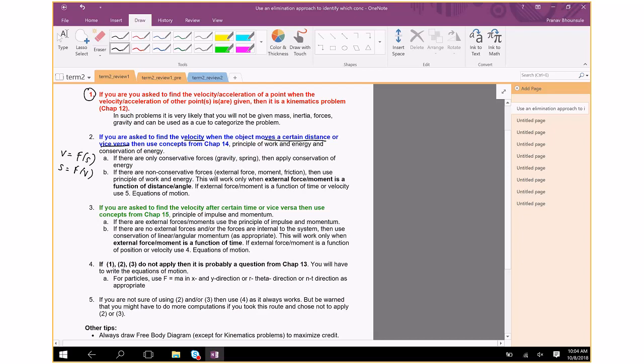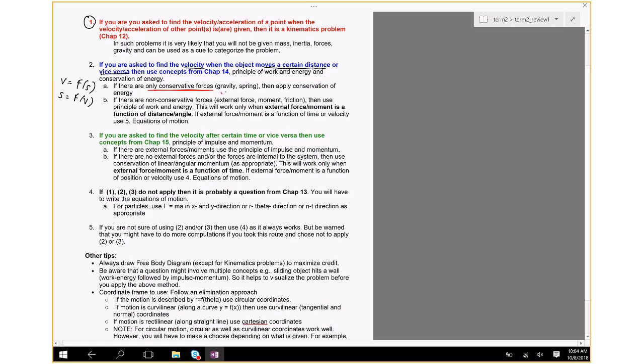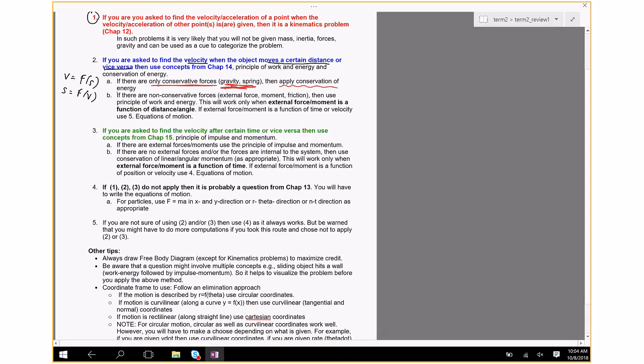Now, how do you choose which of the two concepts to apply? Well, if the problem has only conservative forces, and there are only 2 conservative forces we've talked about in this course, gravity and spring, only those 2 forces, go for conservation of energy. However, if there are non-conservative forces, examples are external force, moment, friction, then use work energy.